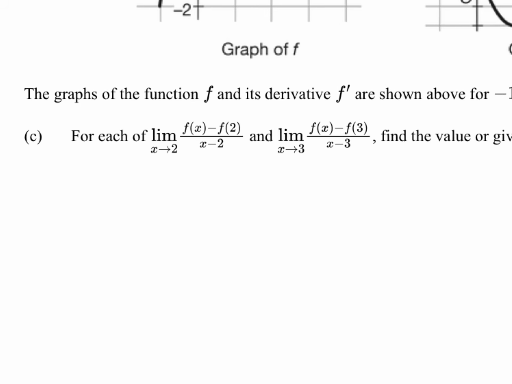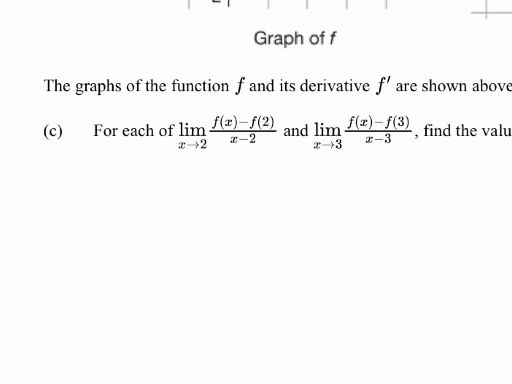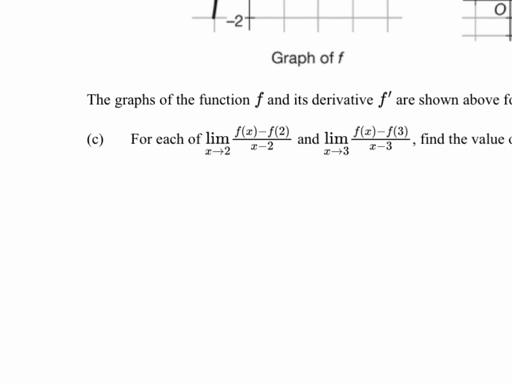Okay, so these are each a certain definition of derivative. The definition of derivative that they're using here is f prime at some c value, some x value, is the limit as x approaches c of f of x minus f of c over x minus c. Notice when they give these limits, they're given the right-hand side. So we can just rewrite these in our derivative forms.